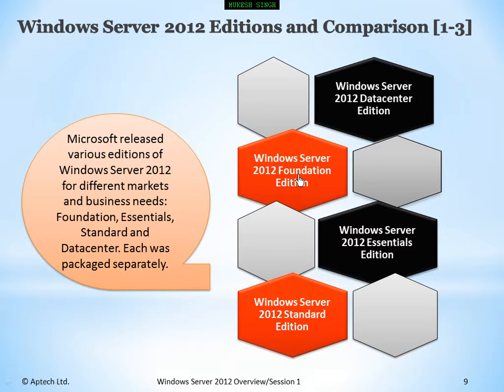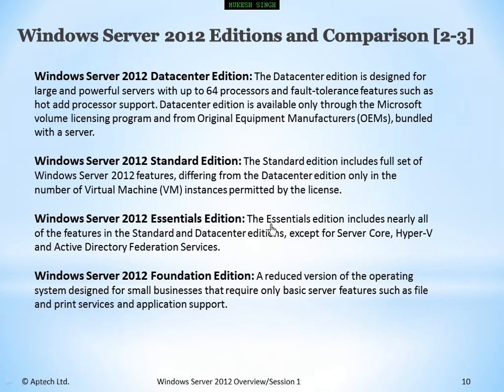Foundation means a very basic starter edition for Windows Server 2012. And then we have the Standard Edition, and then next is the Datacenter Edition, and the last one is Essential Edition. So we will try to understand where we can use these editions. So give a look at this.